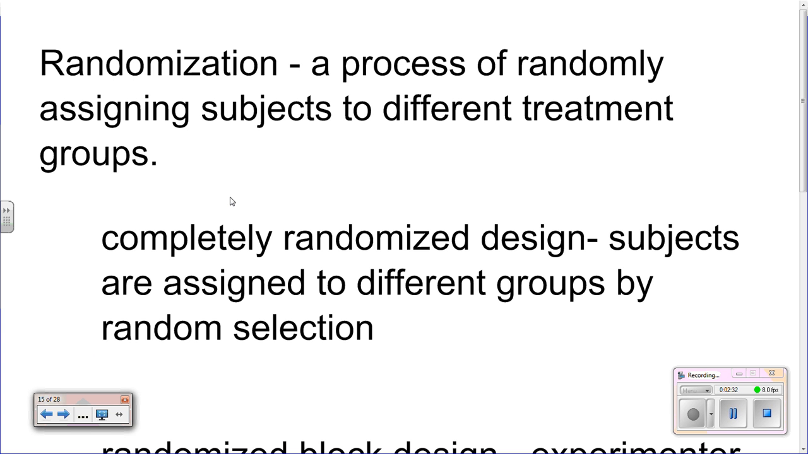Randomization. Randomization is the process of randomly assigning subjects to different treatment groups. One of the reasons that you want to do this is you do not want to have people who think alike or are based off of gender. You don't want them all to be in the same group. So you want to randomize it so that they go into different groups. One type is a completely randomized design. Subjects are assigned to different groups by random selection entirely.